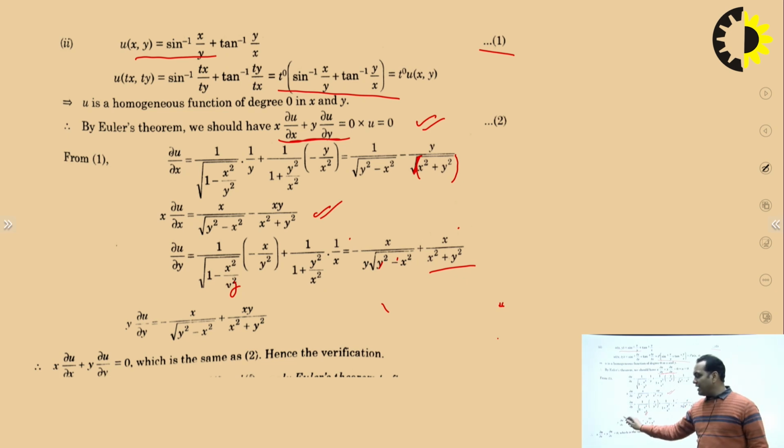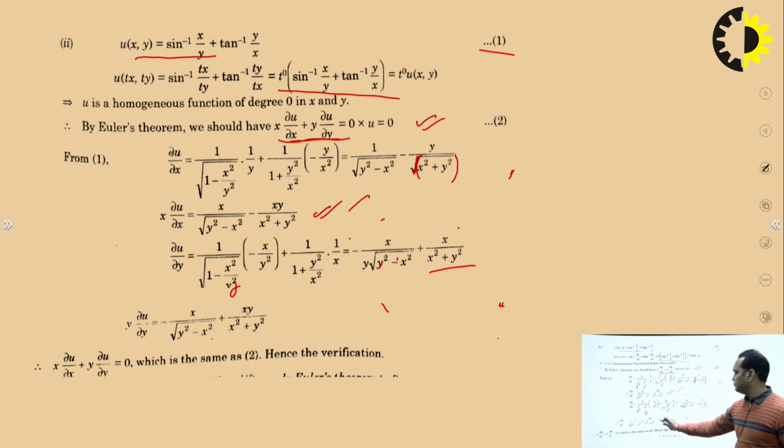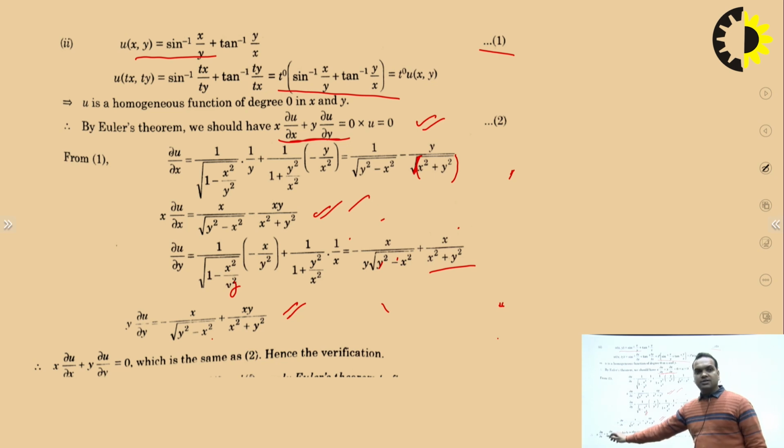So it implies y ∂u/∂y = -x / √(y² - x²) + xy / (x² + y²). Adding these equations, we get x ∂u/∂x + y ∂u/∂y = 0, which is the same as equation 2. Hence, Euler's theorem is verified.